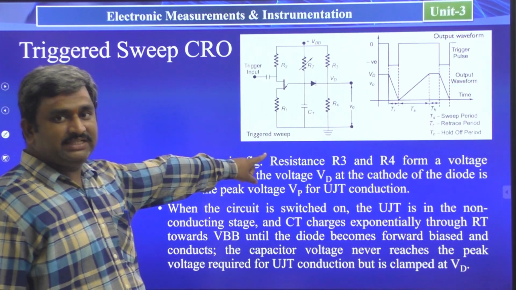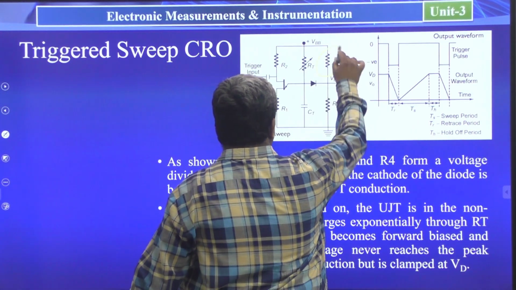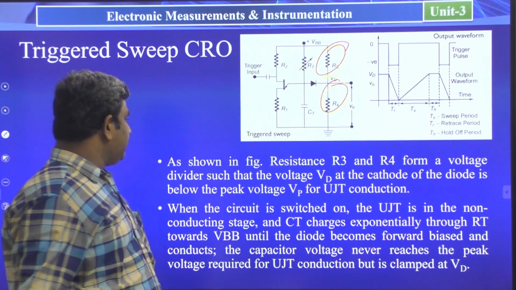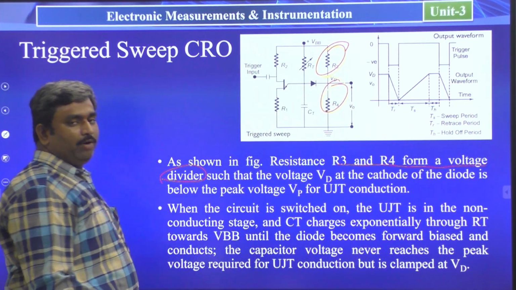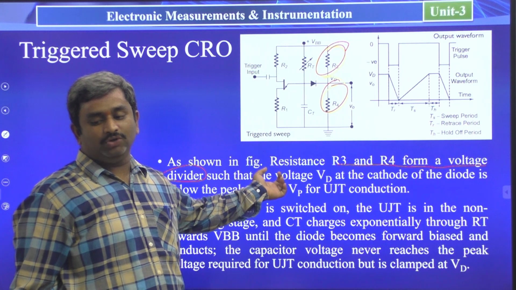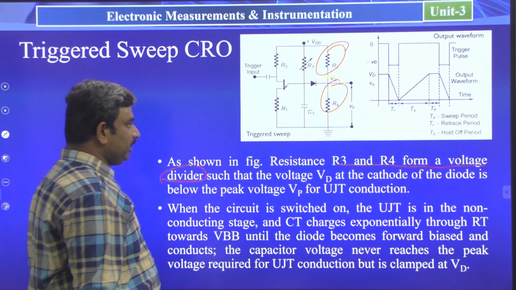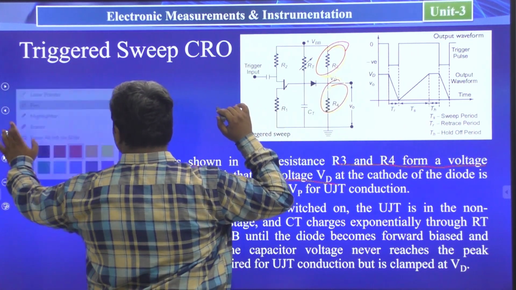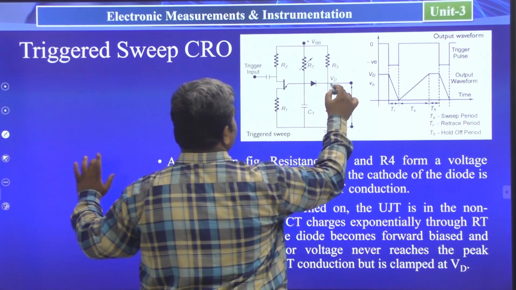As shown in the figure, the resistances R3 and R4 form a voltage divider network, such that the voltage VD at the cathode of the diode is below the peak voltage for UJT conduction. Here, see, this is the voltage VD.